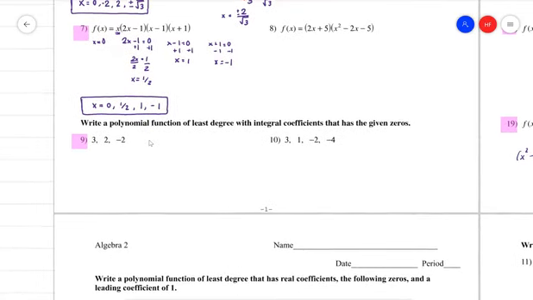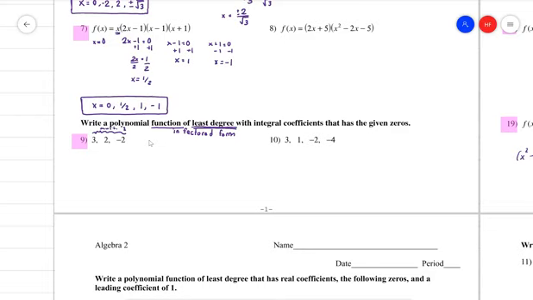Now on this next section, it says to write a polynomial function of least degree with integral coefficients that has the given zeros. We're going to write these polynomial functions in factored form, because we did practice writing them in standard form on the homework yesterday. So when we're writing a polynomial function of least degree, that just means none of these have a multiplicity. So all have a multiplicity of 1.